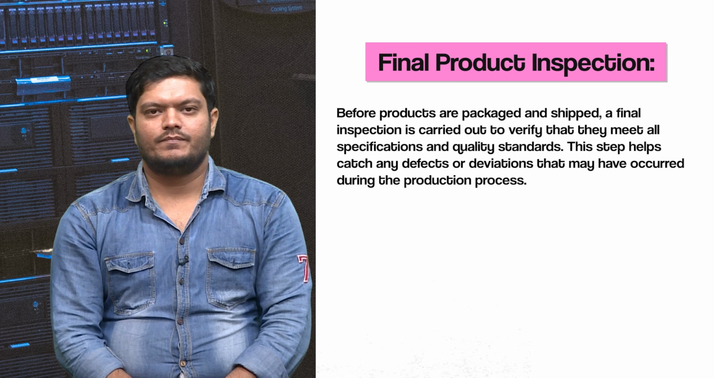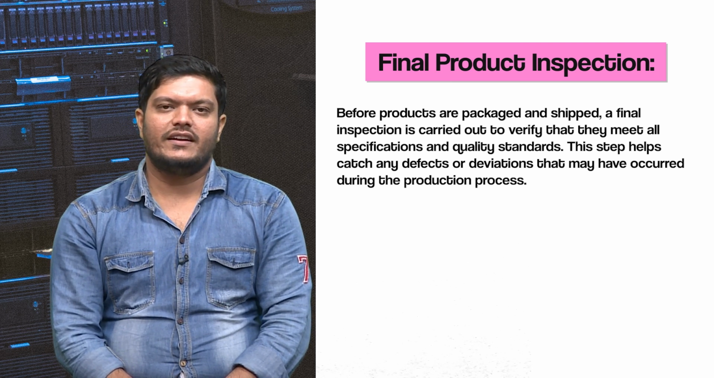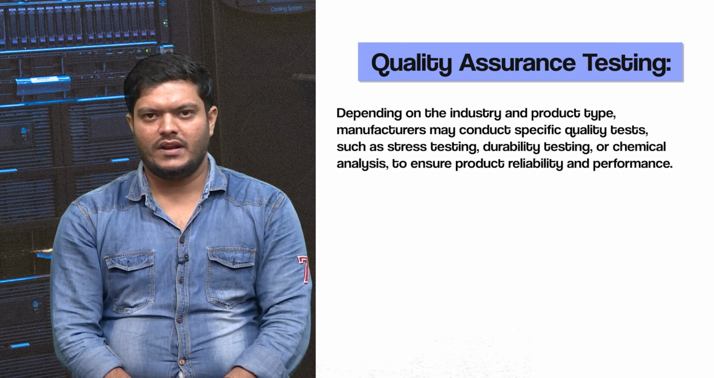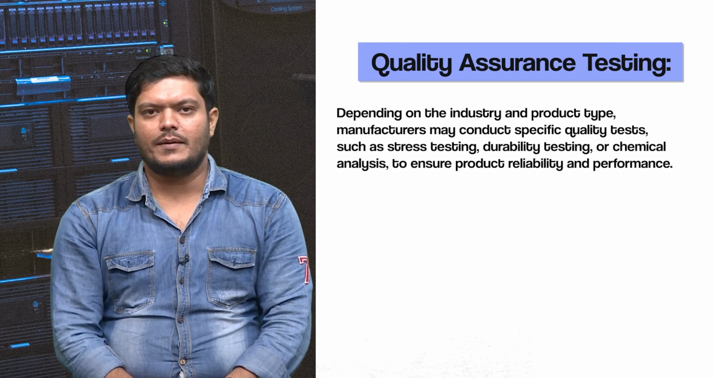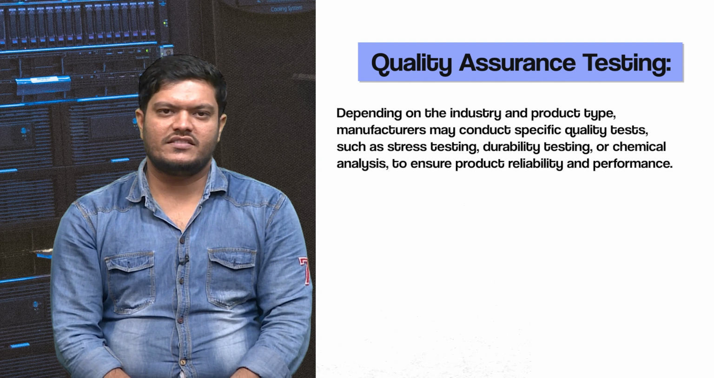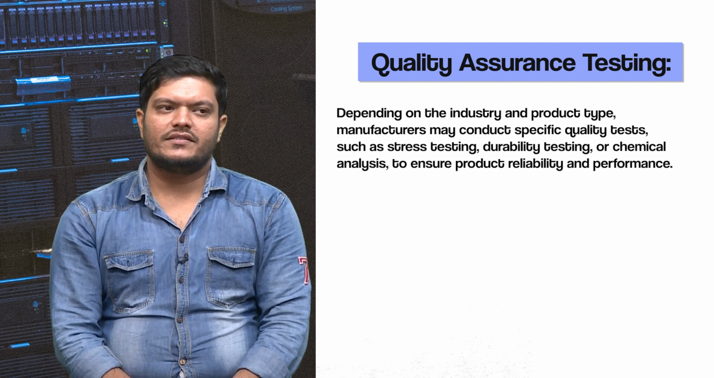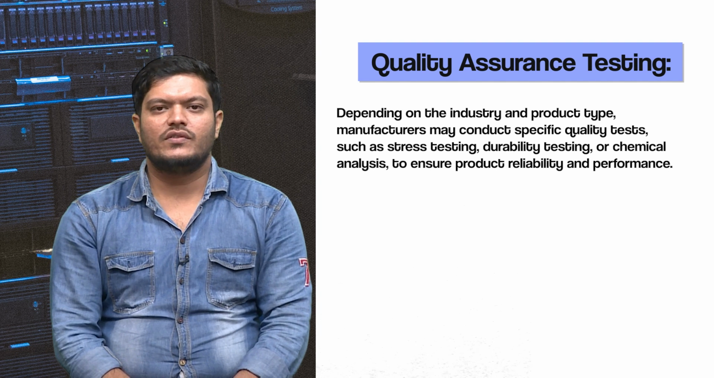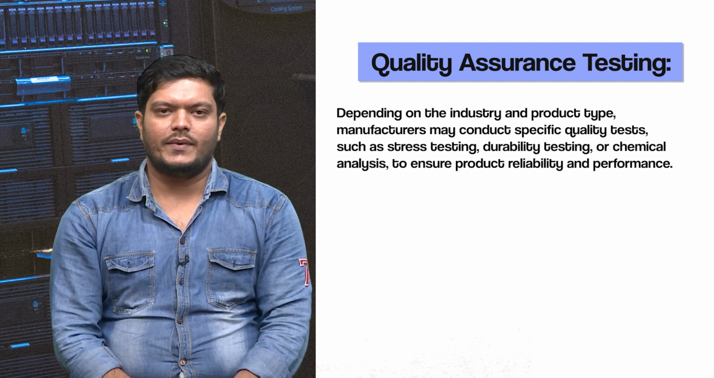Final product inspection. Before products are packaged and shipped, a final inspection is carried out to verify that they meet all specifications and quality standards. This step helps catch any defects or deviations that may have occurred during the production process. Quality assurance testing. Depending on the industry and product type, manufacturers may conduct specialized quality tests such as stress testing, durability testing, or chemical analysis to ensure product reliability and performance.